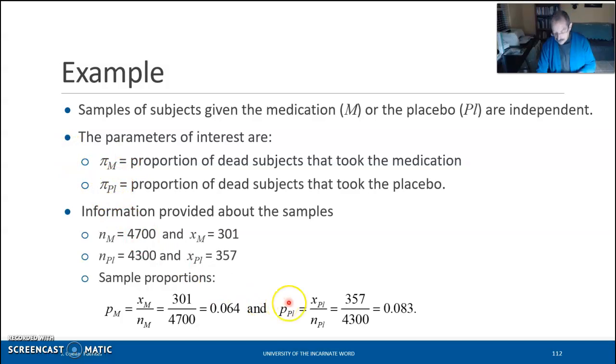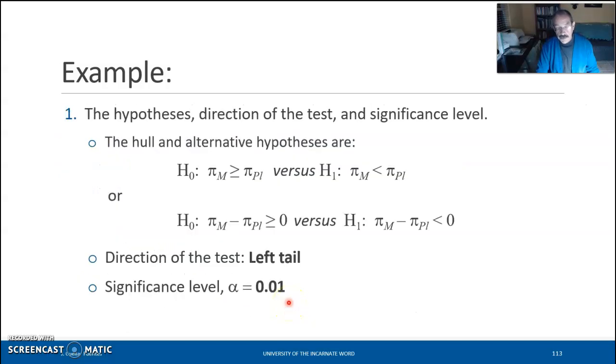All right, now that we have that, we can start with our procedure to test the hypothesis. So remember, in the problem, the objective is to see if the death rate of those that took the medication is lower than those that took the placebo. So that's the alternative hypothesis, which is right here. The death rate of those that took the medication is smaller than the death rate of those that took the placebo. Under the null hypothesis, of course, these death rates are equal, or maybe the death rate of those that took the medication is higher than those that took the placebo.